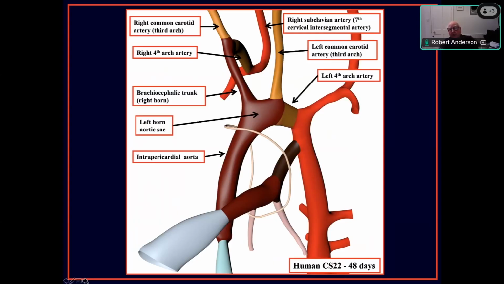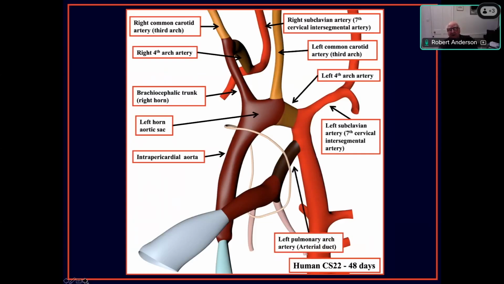The left fourth arch artery is the next segment of the aortic arch, and now you see that the seventh cervical intersegmental artery on the left side has continued its cranial migration. It is now passed across the origin of the left pulmonary arch artery, which we can now call the arterial duct, arising from the pulmonary trunk, so that part of the arch between the insertion of the duct and the origin of the left subclavian artery is the isthmus.